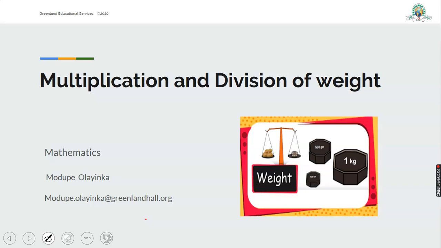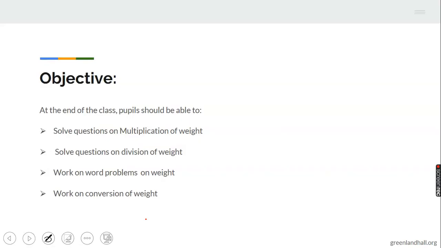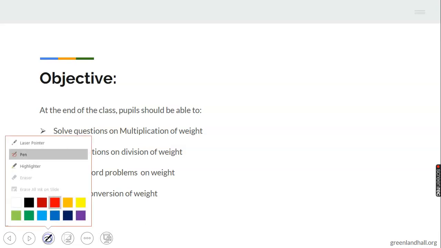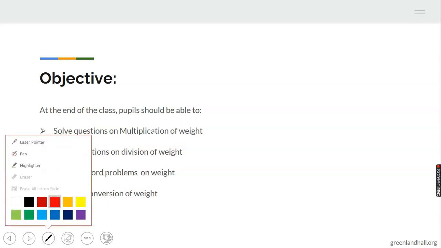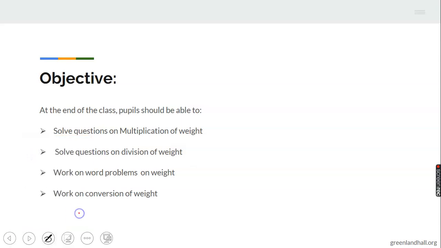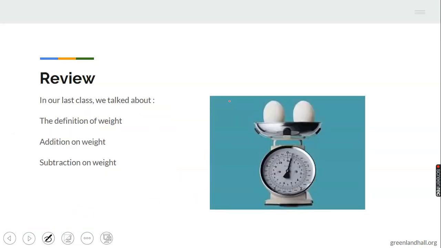Now today, what are we going to be looking at? In this class today, we'll be looking at how to solve questions on multiplication of weights. So at the end of this class, you should be able to solve questions for me on multiplication of weights, on division of weights, and on word problems and conversion of weights. So I want you to pay close attention as we will be doing all that in today's class. Now let's go to the next slide.